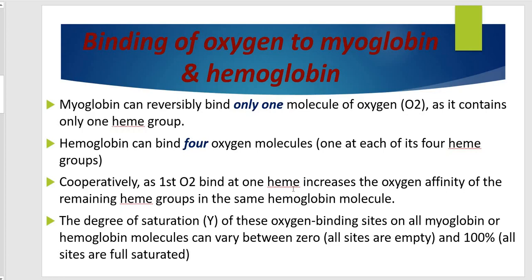This is what's called positive cooperativity of the hemoglobin molecule: binding of one molecule of oxygen to one heme group will increase the affinity of other heme groups of the same molecule of hemoglobin to bind more oxygen and more oxygen. And the degree of saturation of these oxygen binding sites in all myoglobin or hemoglobin molecules can vary from 0 to 100%, which means full saturation of all molecules with oxygen.